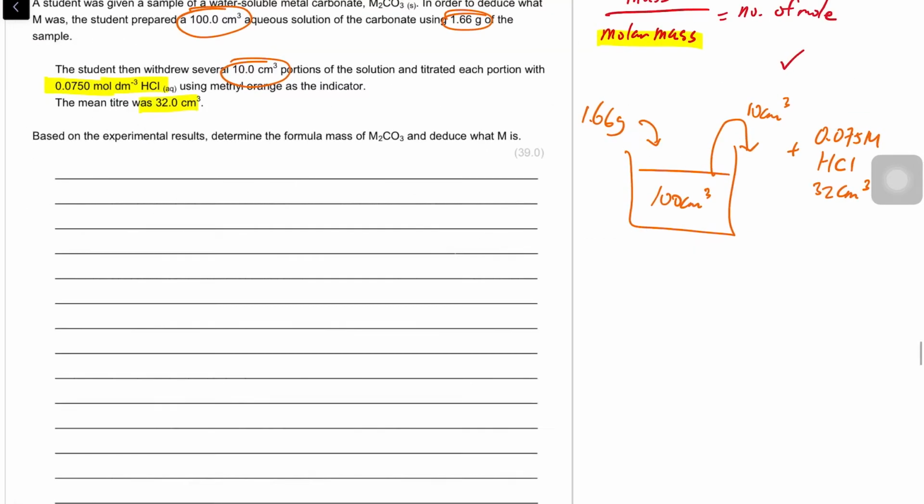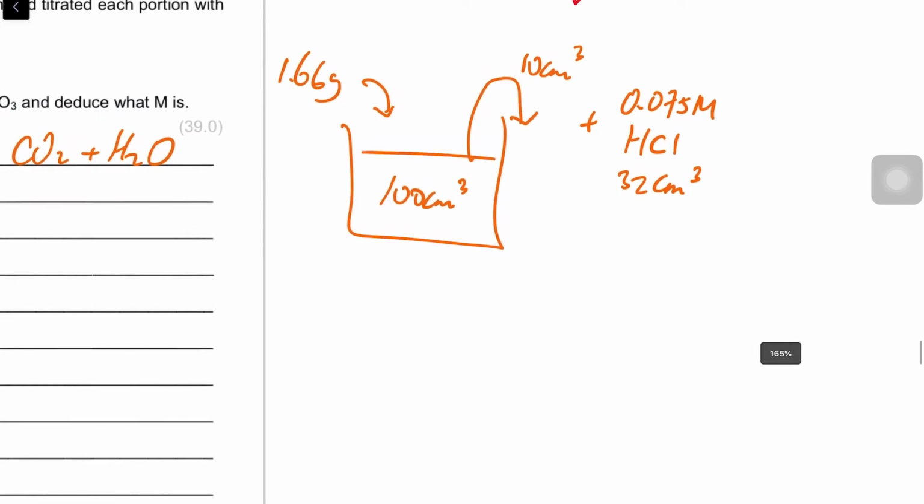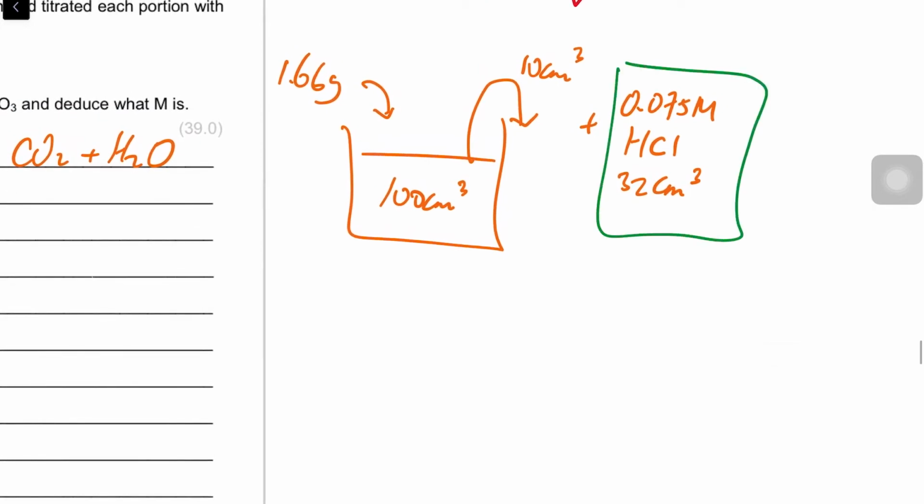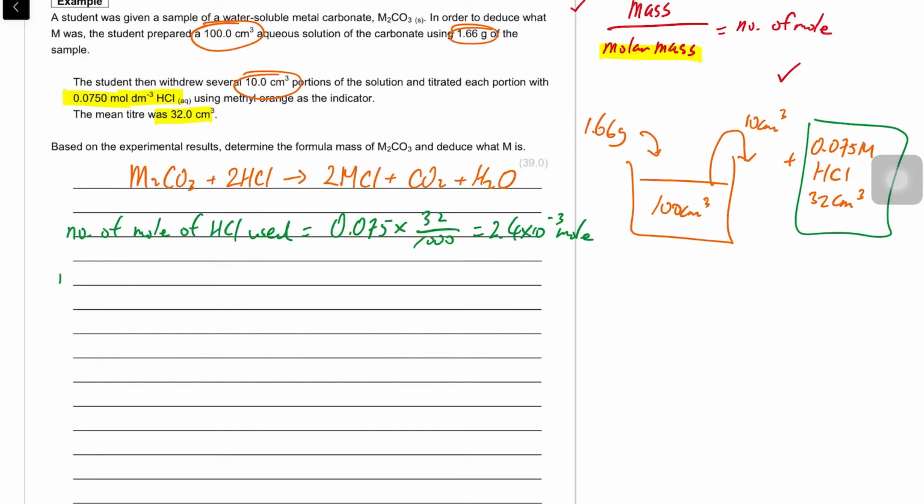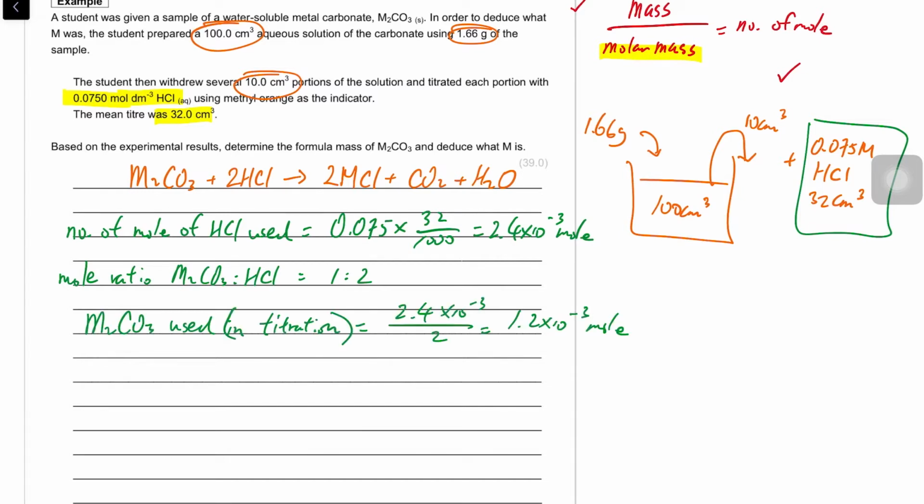Feel free to write down the equation first, and again write down the information, and we calculate first the amount of HCl used, M times V, we got it. And from the mole ratio we can find the amount of carbonate, M2 carbonate used. Don't forget to mention in titration.